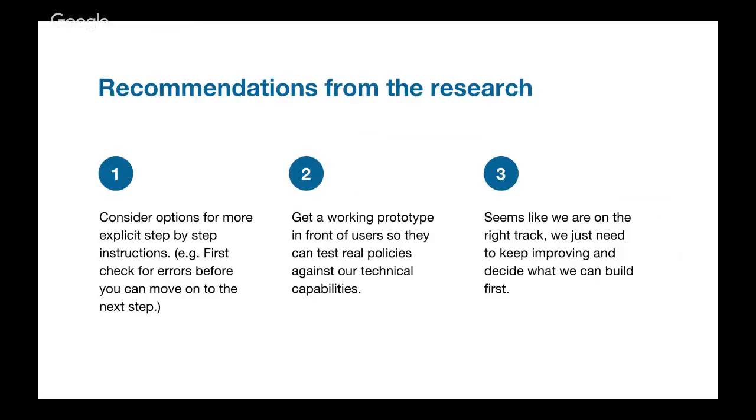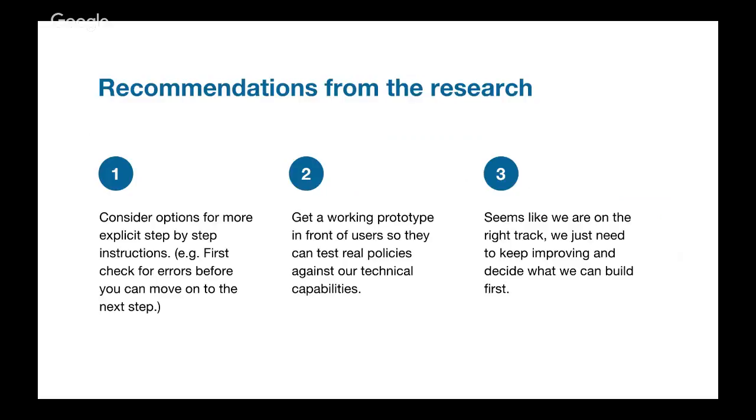So the next phase of recommendations would be to consider more options for explicit step-by-step, and make people understand that there would be a level of manual work that will have to do with cross-checking the references, that it wasn't implicit in the task, the original flow.